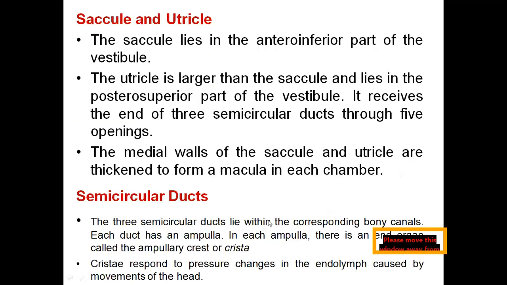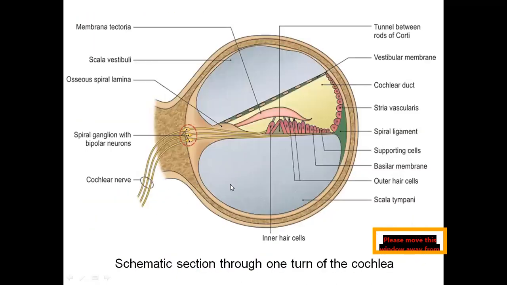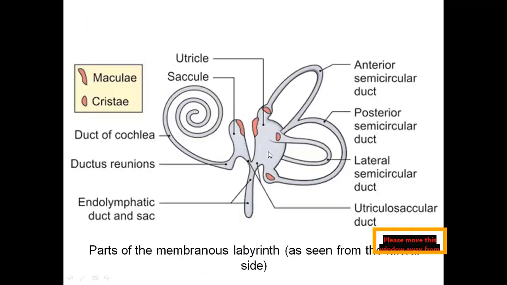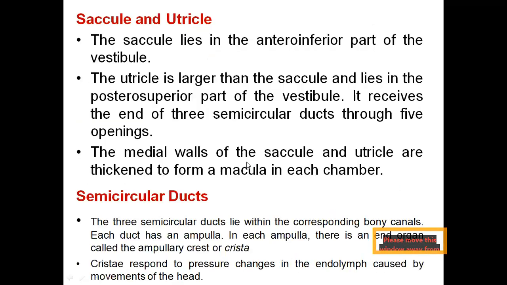So here you can see this is the utricle and this is the saccule. The saccule lies in the antero-inferior part of the vestibule. The utricle is larger than the saccule and lies in the posterior-superior part of the vestibule. It receives the ends of three semicircular ducts through 5 openings. The medial walls of the saccule and utricle are thickened to form maculae in each chamber.